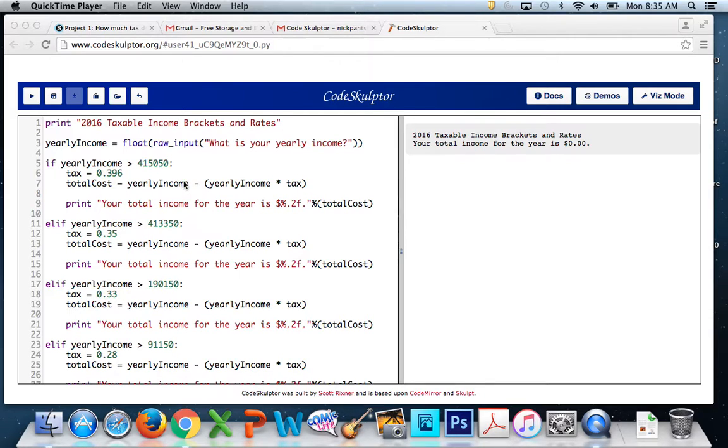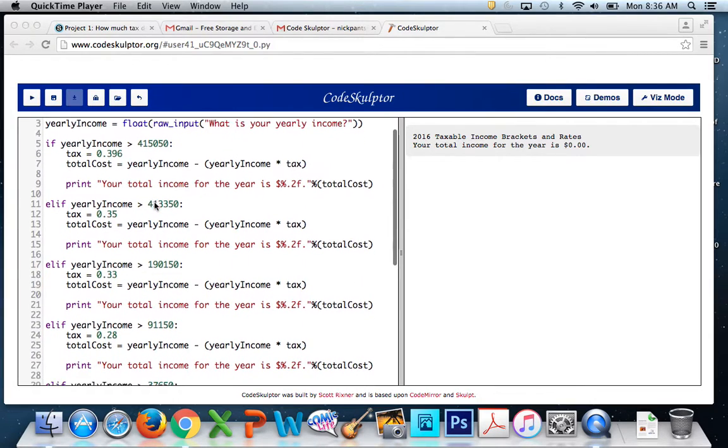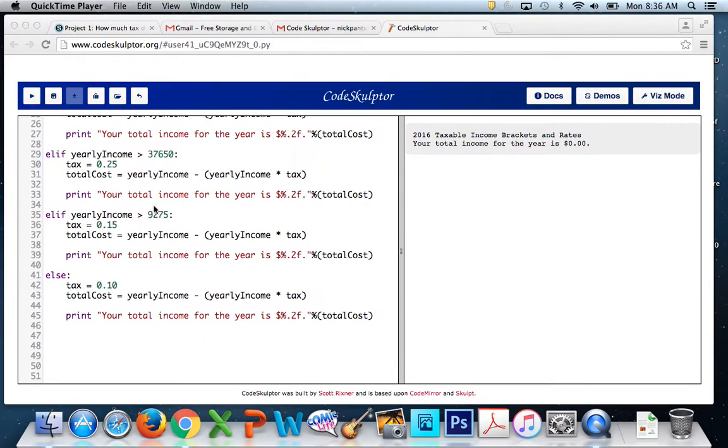There's ranges of the income that has separate taxes. So if it was an income greater than $415,050, it would be an income of 39.6% or 0.396. It did this for each one all the way down to anything less than $9,275, having a tax of 10%.